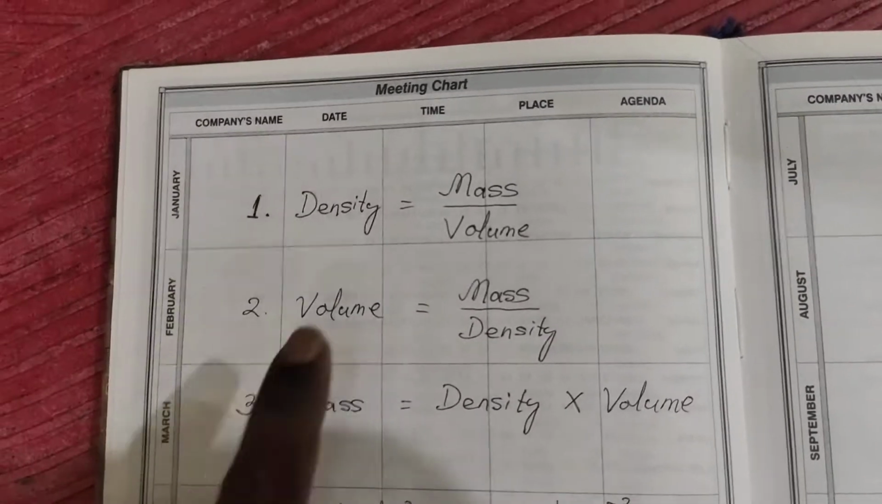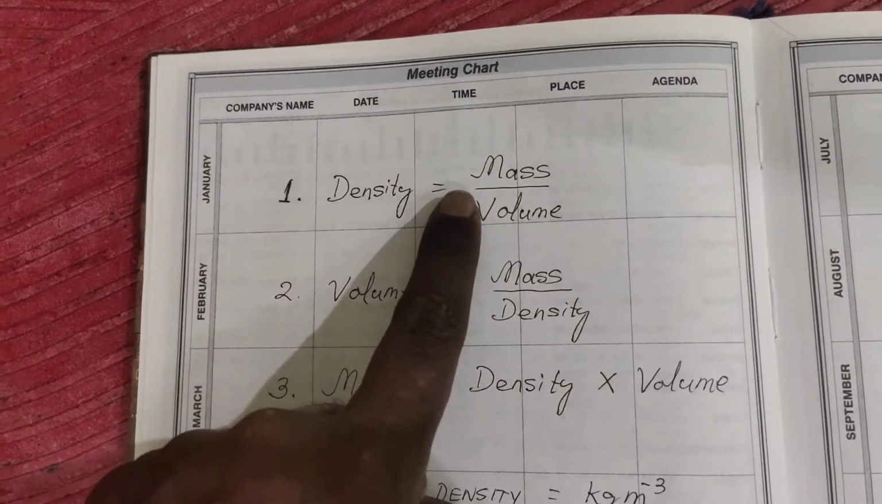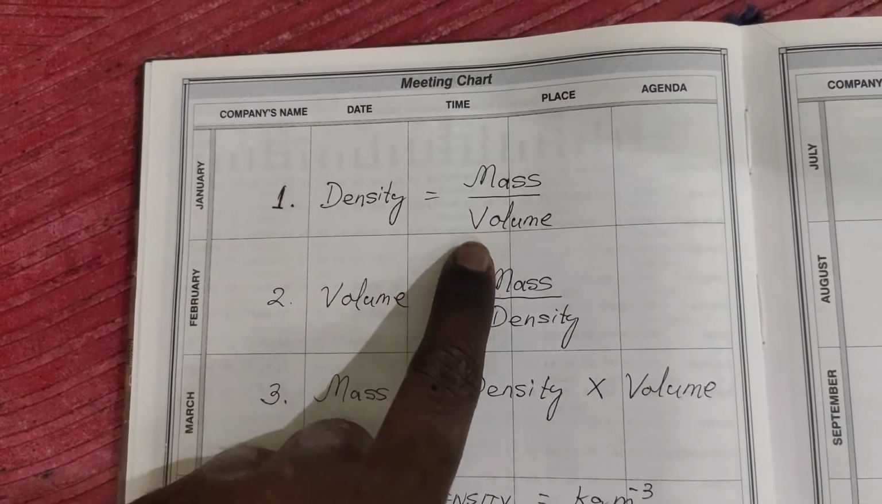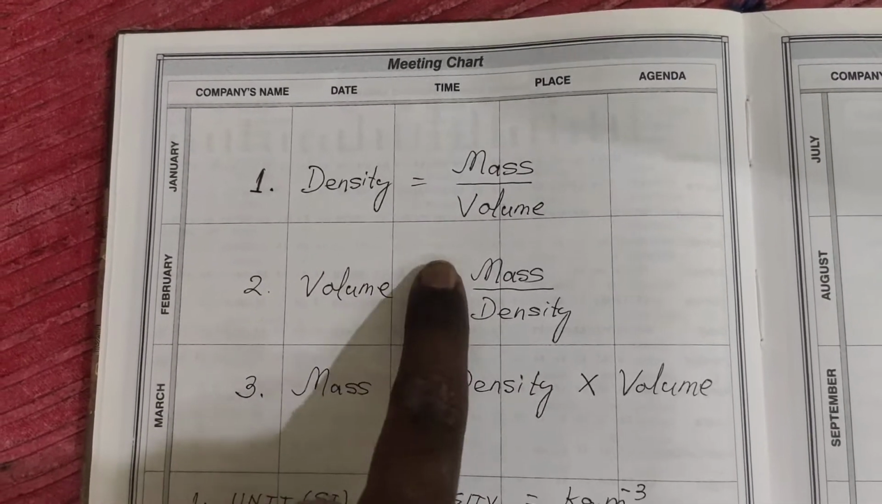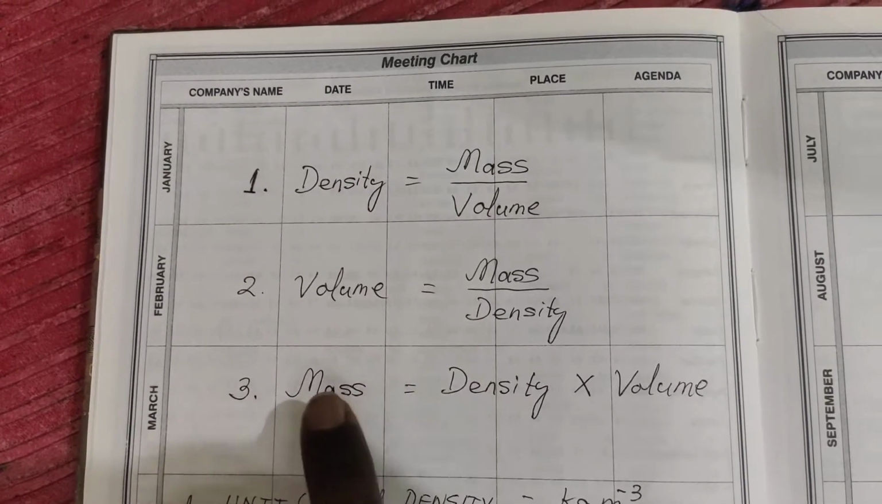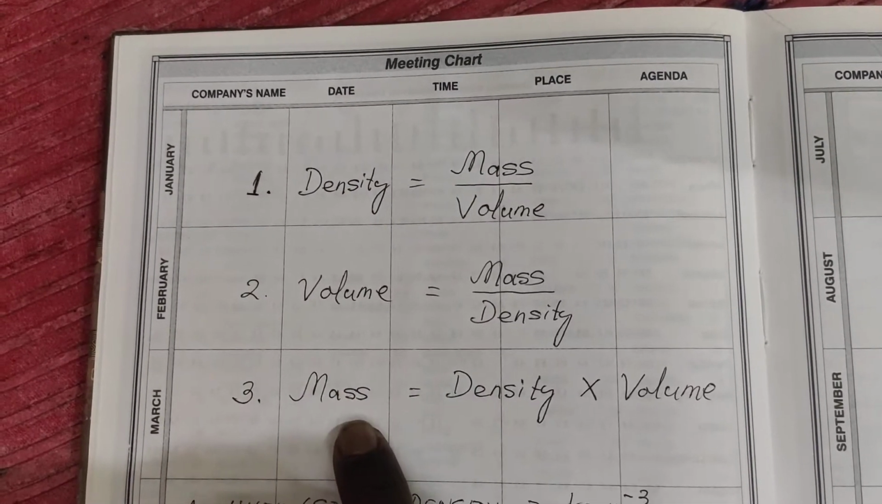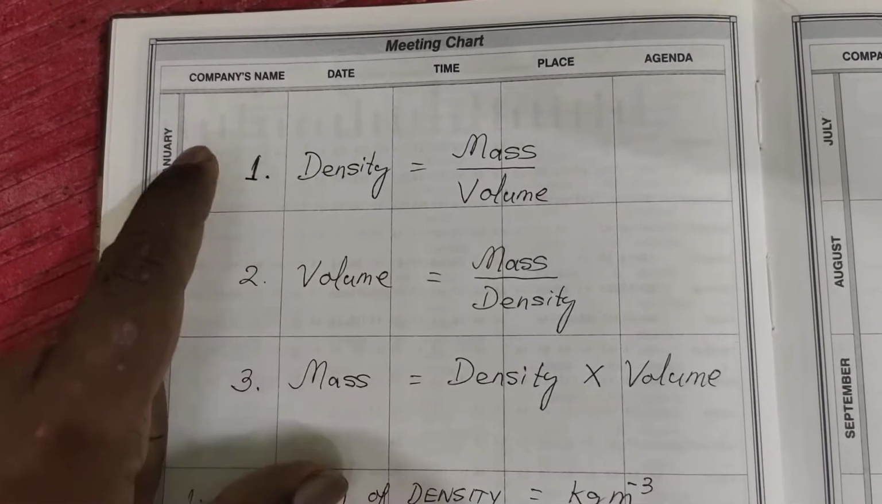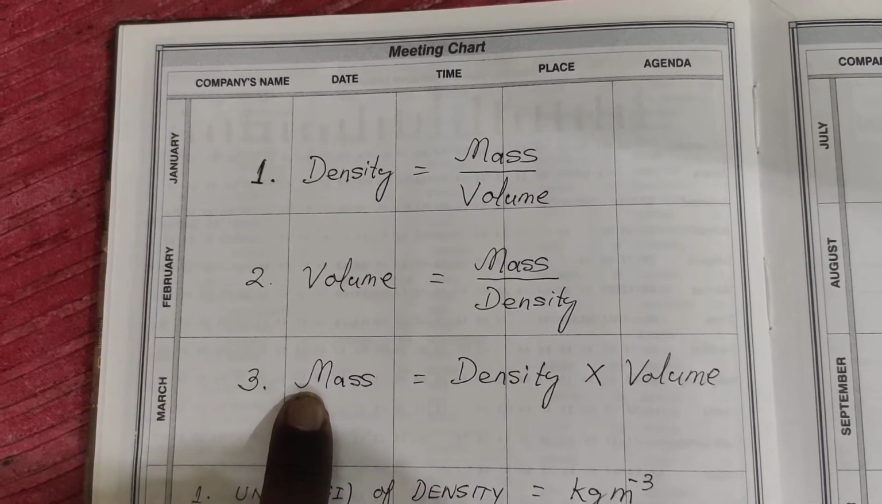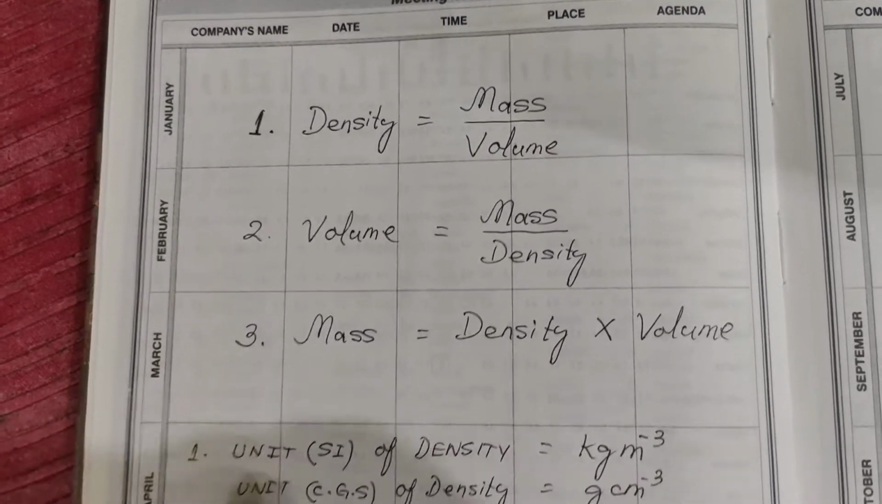So the master formula is density equals mass by volume. Next, the formula for volume is mass divided by density. And the third one, to find the mass, the formula is density into volume. Next, we need to know the units in which density, volume and mass will be measured.